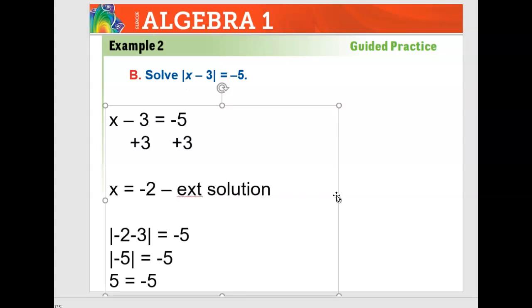It's where you solve the absolute value and you get a number, but that number you get fails the check. Just reiterating the importance of checking our answers when we get them on a problem.